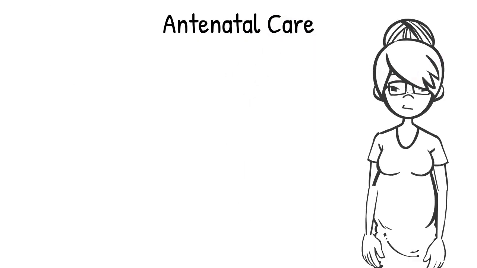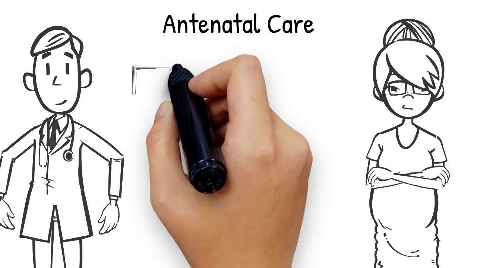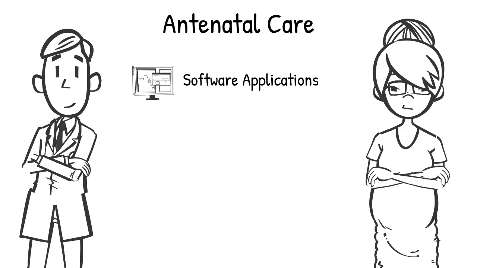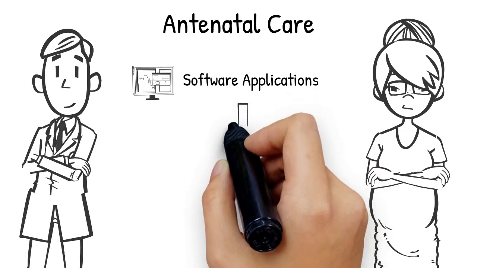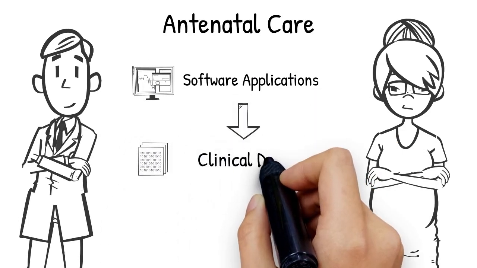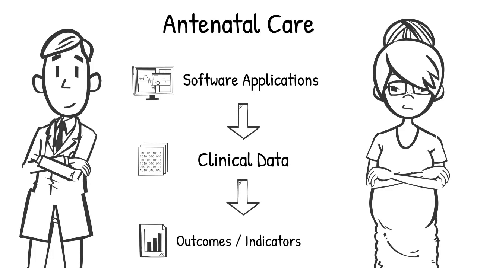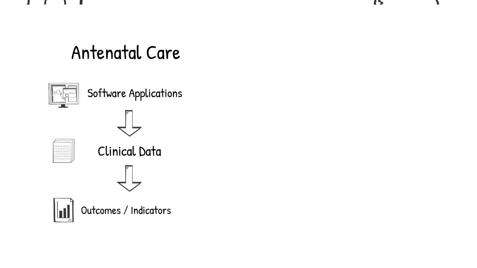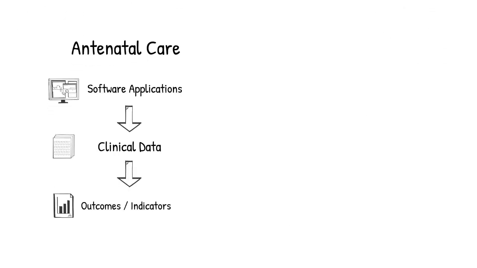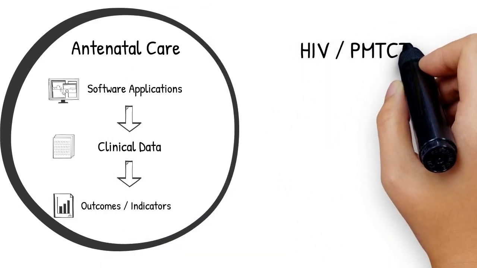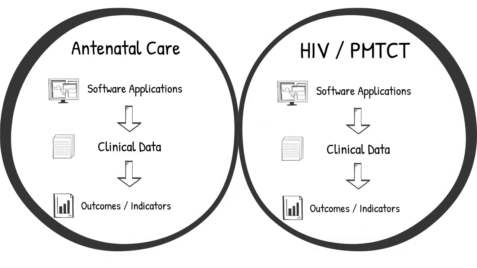Each vertical typically has its own staff, its own software applications, and its own clinical data, which these software applications track. This data is then used to derive indicators and inform outcomes for that particular program vertical. Problem is, each vertical has its own series of software, data, and outcomes, and these are typically different from other verticals.